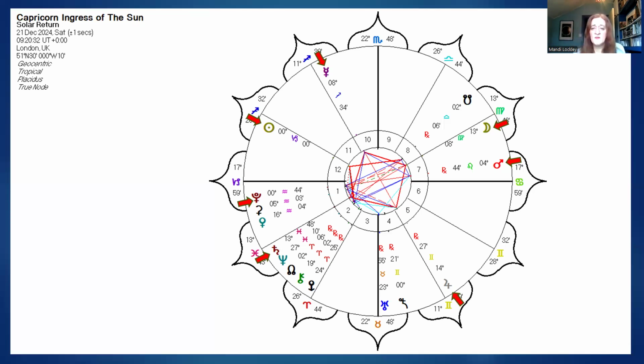The nodes will be moving very soon. They'll be moving very soon into Pisces and Virgo. So over the last 18 months, we can maybe reflect at this time on what we have achieved during the last 18 months when the North Node has been in Aries and the South Node is in Libra.